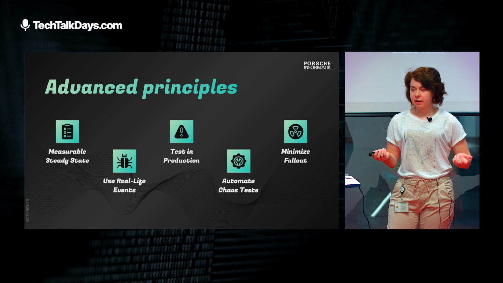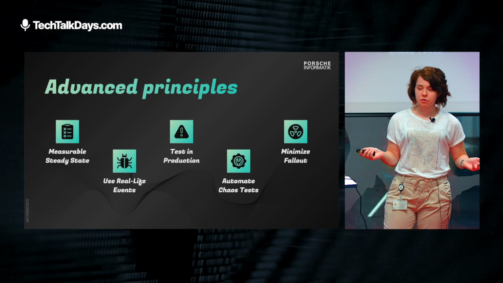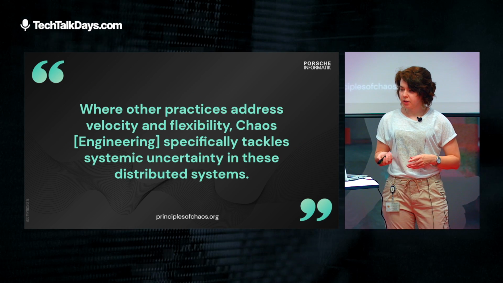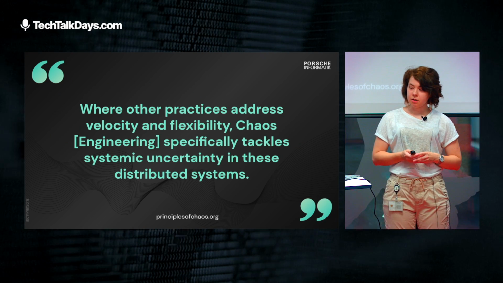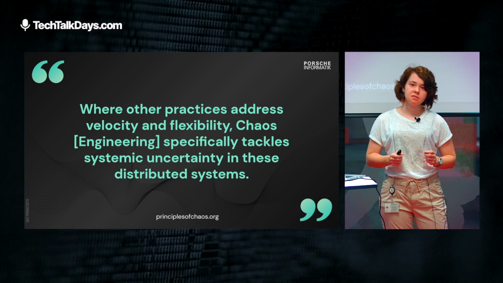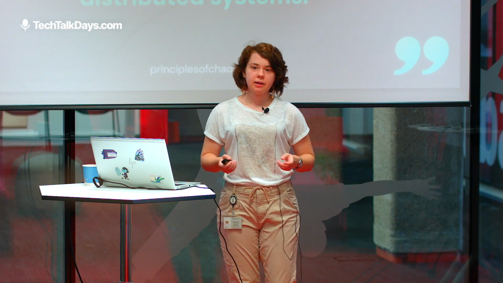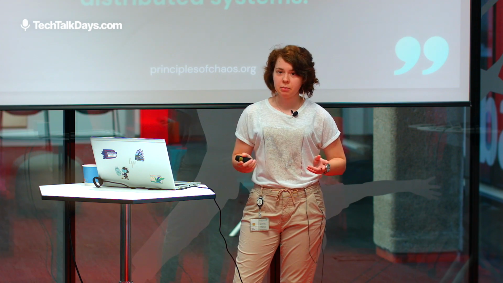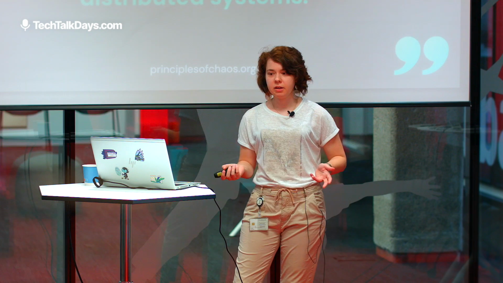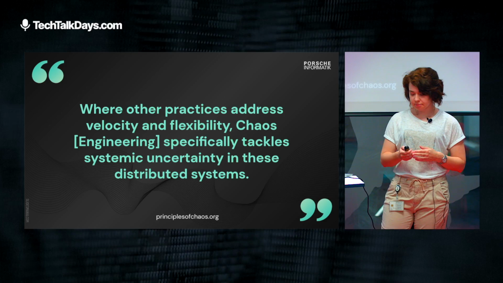So, what is it now that makes chaos engineering so special in comparison to other quality assurance practices? For this, I got another quote from principlesofchaos.org, which says, "Where other practices address velocity and flexibility, chaos engineering specifically tackles systemic uncertainty in your distributed systems. The big advantage of this being is you can innovate much more rapidly at a greater scale without having to sacrifice quality and user experience, except for the minor fallout that you may have from your tests, of course."